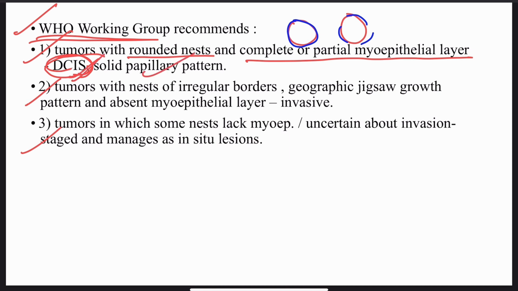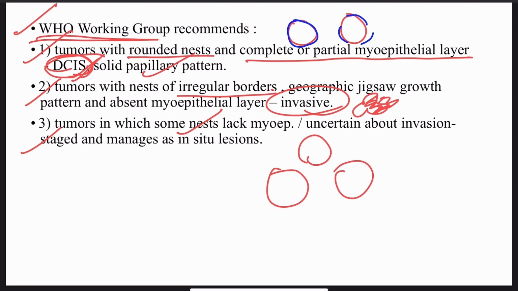If the tumor has nests with irregular borders and a jigsaw, haphazard growth pattern of the neoplasm, and the myoepithelial layer is absent, then it is of invasive nature. If at all you are in a dilemma, if only a few of the nests lack myoepithelium while few of the other nests have myoepithelium, then you are uncertain about the invasion. Then you stage and manage it as in situ only. If you're uncertain, consider it as in situ.